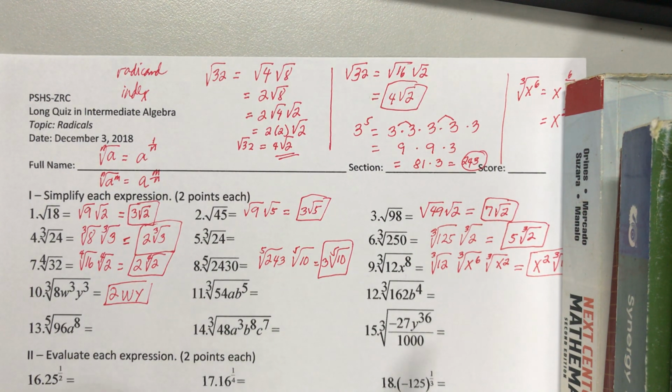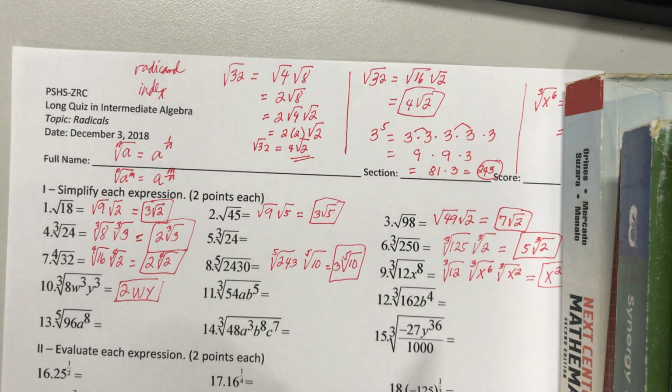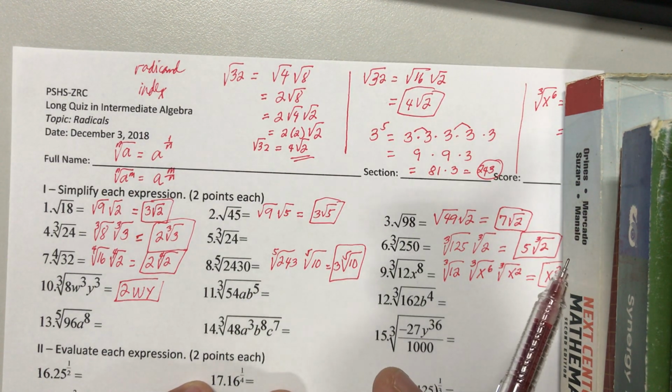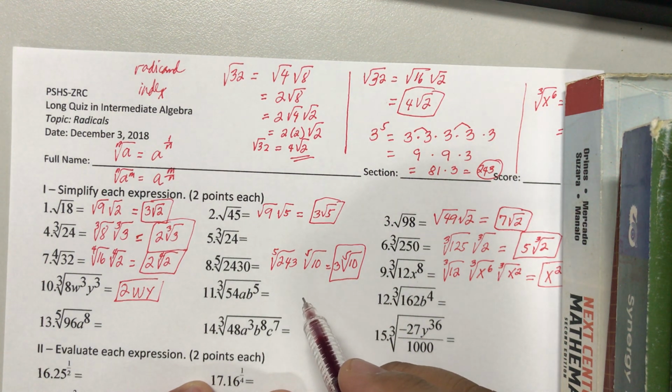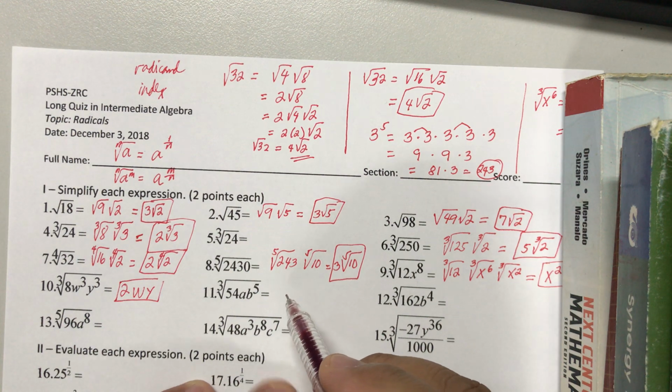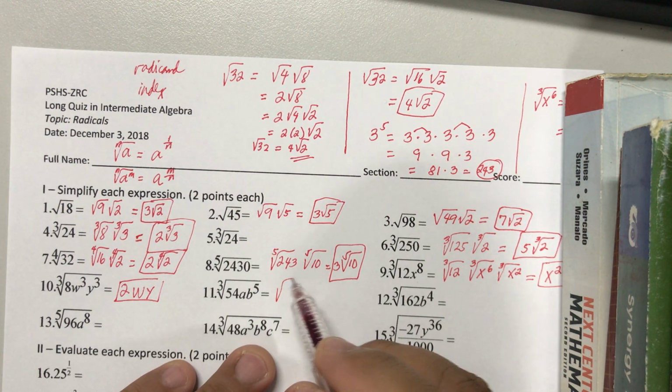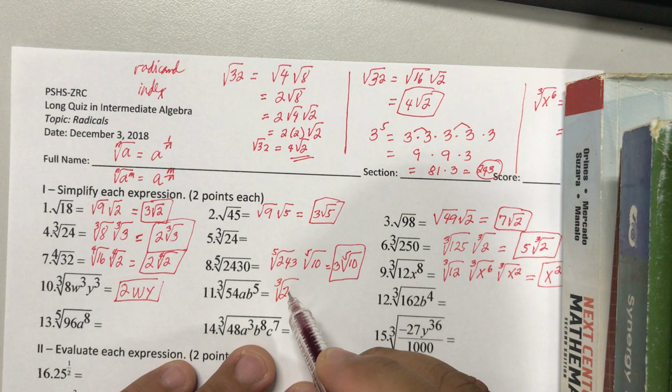Number 11. The cube root of 54ab to the power of 5. So, is 54 a perfect cube? The answer is no. But does 54 have a factor which is a perfect cube apart from positive 1? The answer is yes. What is the perfect cube which is also a factor of 54? The answer is 27. Hence, this can be rewritten as the cube root of 27.